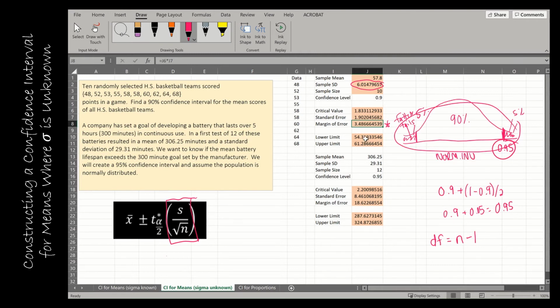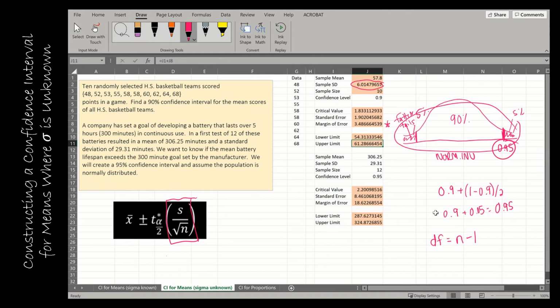And then just like last time, I did a lower limit, which was the sample mean minus the margin of error, and upper limit, the sample mean plus the margin of error. So what does that mean? That I'm 90% confident that the mean score for all high school basketball teams is between 54.3 points and 61.3 points. Now let's take a look at the second example.